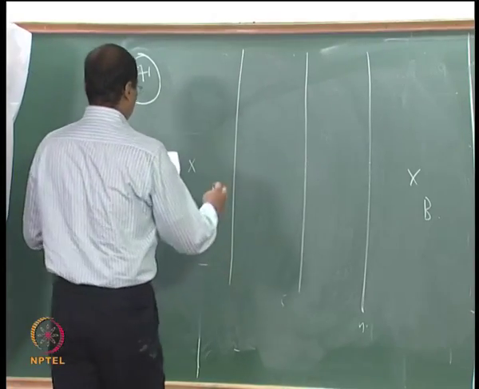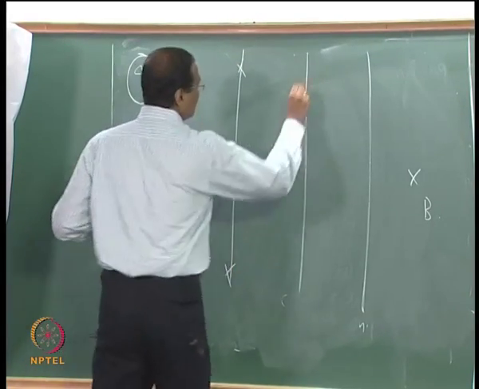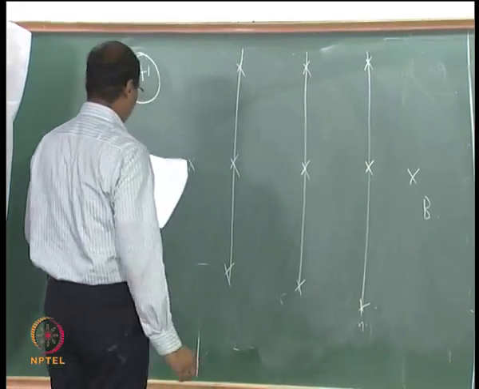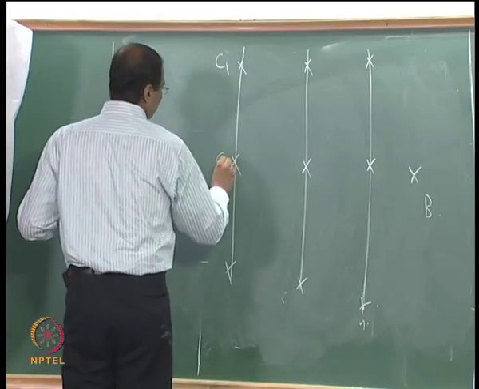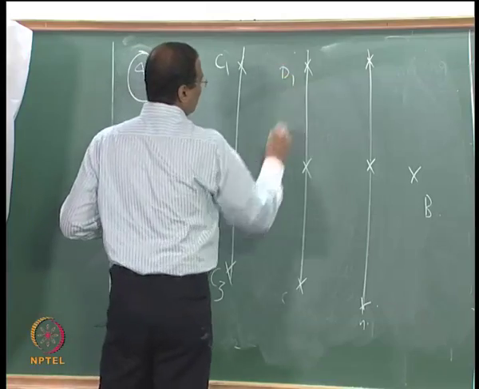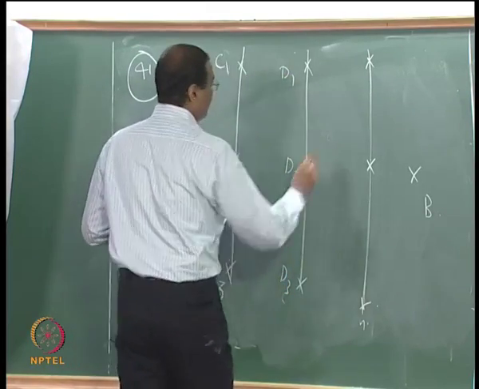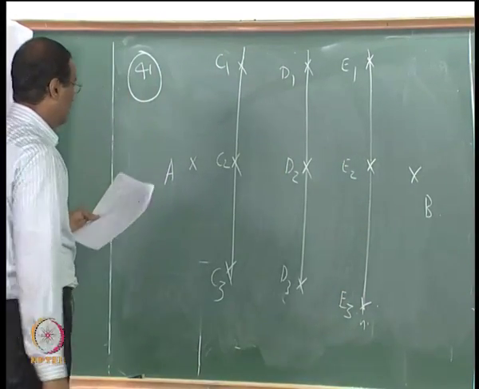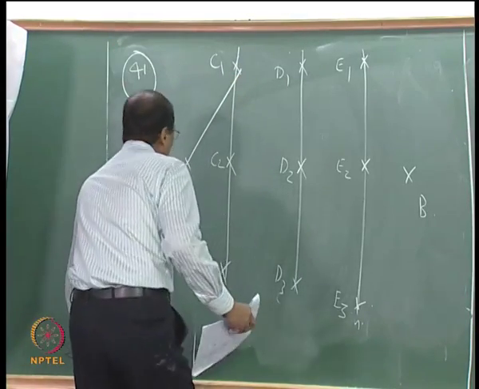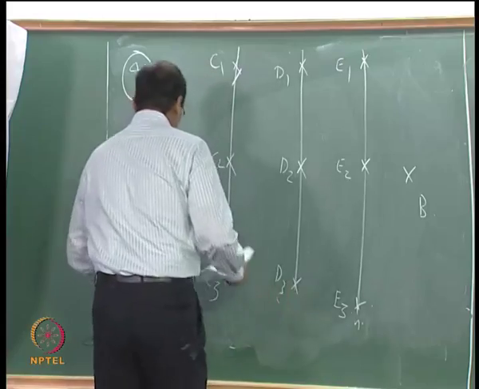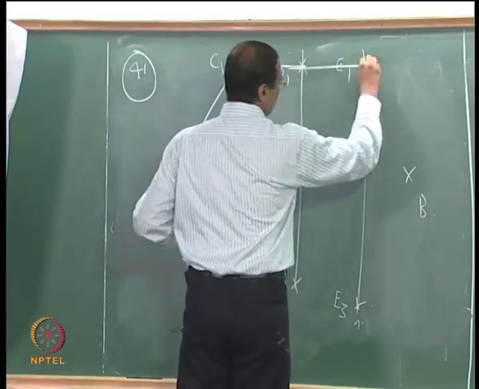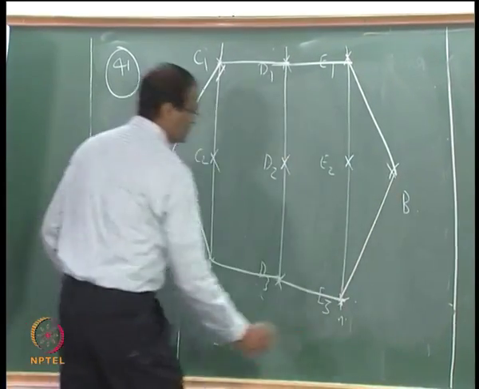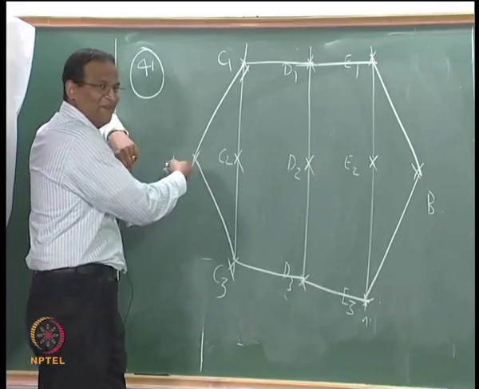There are 3 possibilities here: C1, C2, C3, D1, D2, D3, E1, E2, E3. Several paths are possible, right? This is one path. This is one path.